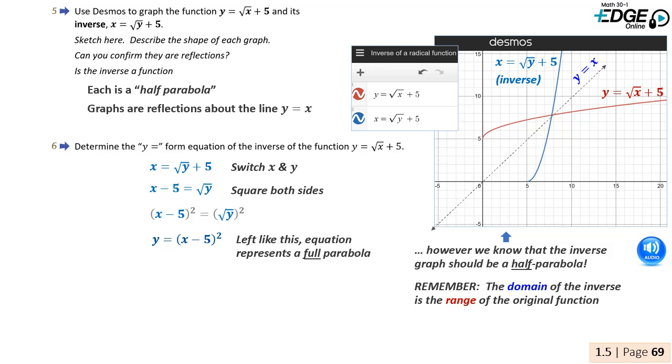In order to generate just half of the parabola, we will need to limit the domain. We'll do this by looking at what the range was of the original function. Originally, our red graph had a range of all values greater than or equal to 5. This means for our blue graph, the inverse, we will describe it as y equals (x minus 5) squared, with x being greater than or equal to positive 5.